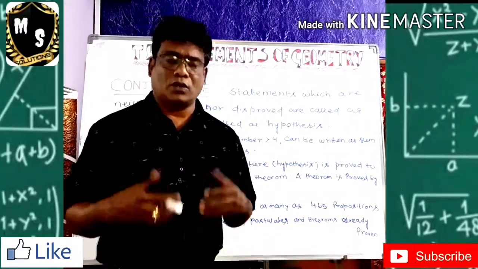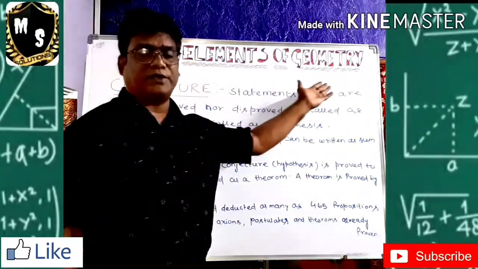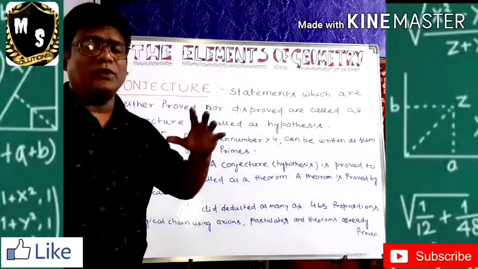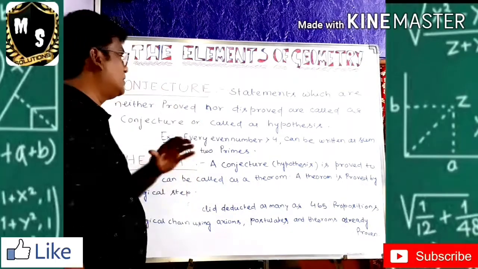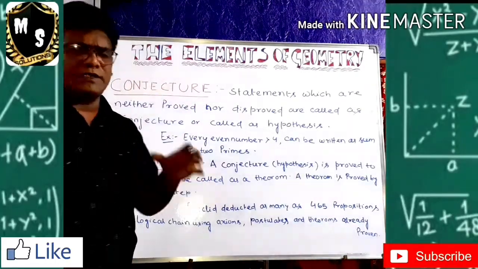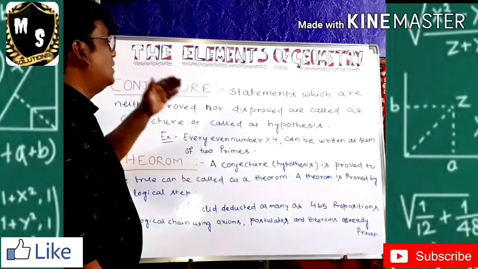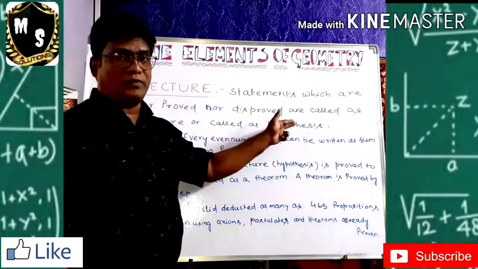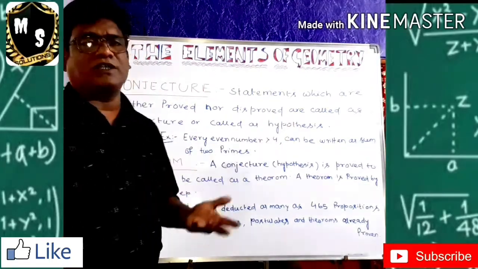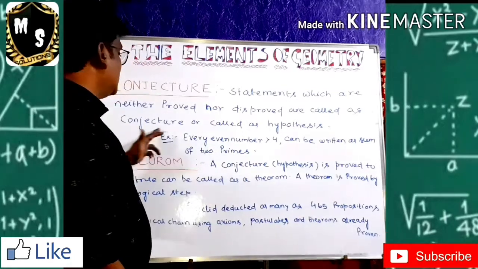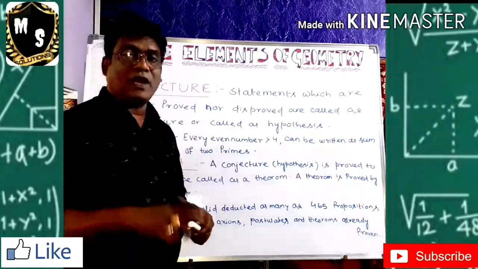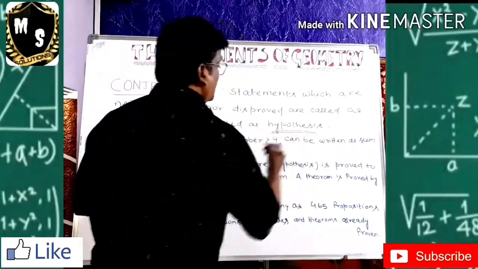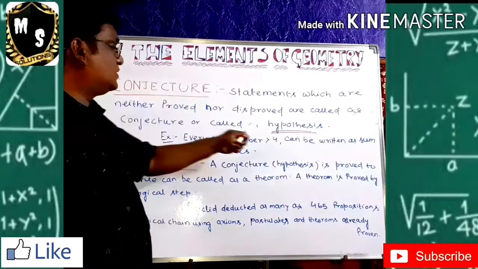Now come to the concluding part of the elements of geometry. What is the concluding part? A definition of conjecture. What is that? The definition is statements which are neither proved nor disproved. Neither proved nor disproved are called conjecture, or sometimes it is called a hypothesis.